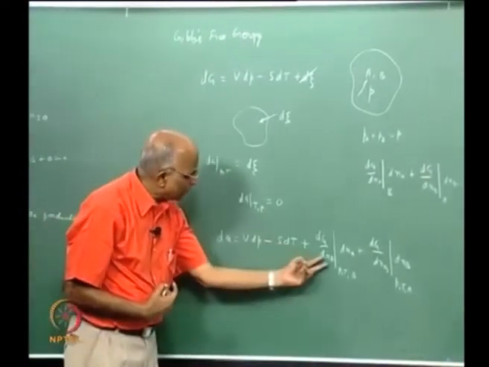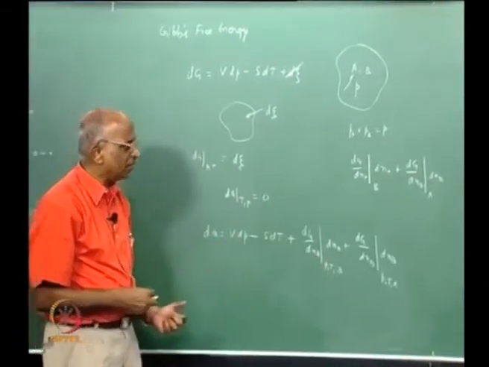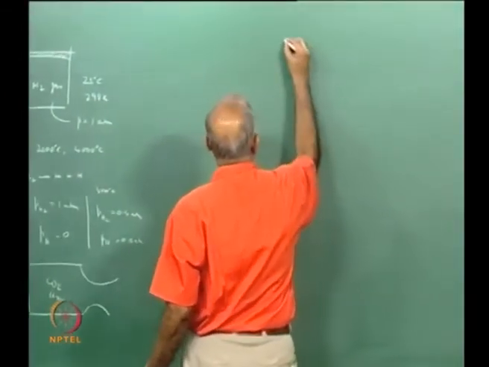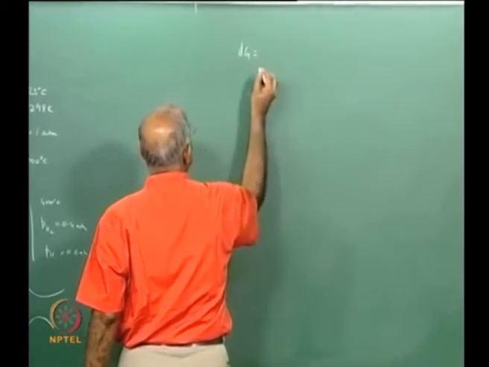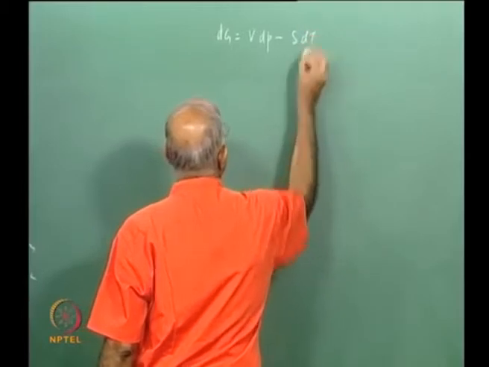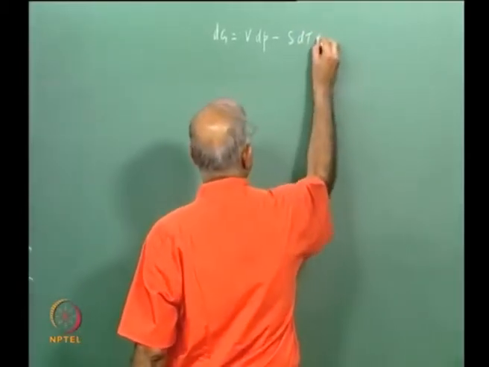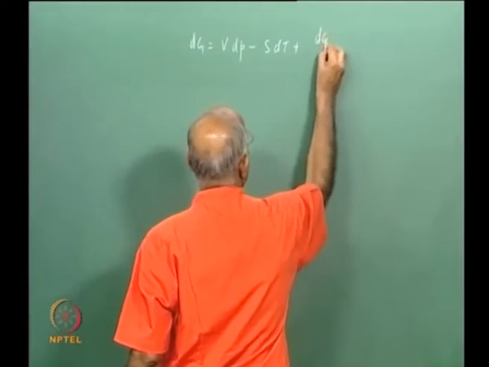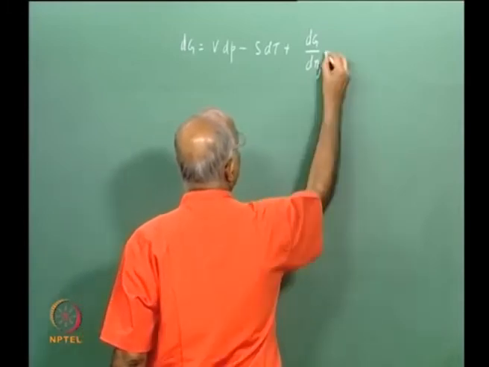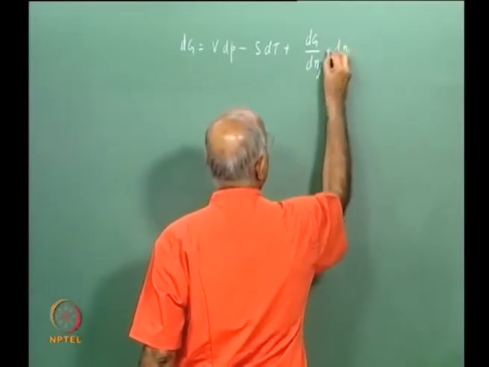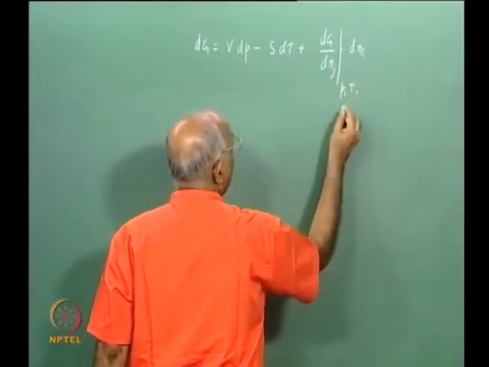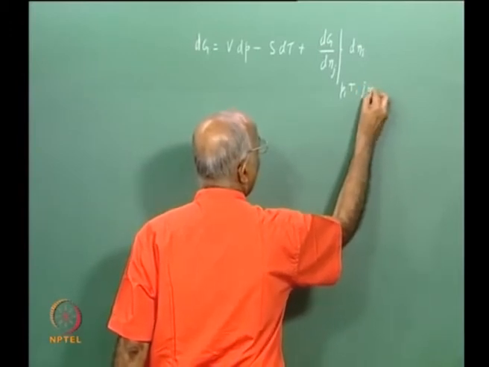Now I keep on adding. Supposing I say I have n components of the gas, then the equation becomes a little more clumsy, but mind you, it is still the same. You say dG is equal to VdP minus SdT plus, let us put it in a general form, dG by dNj into dNi. What are we going to maintain constant? We are going to keep P constant, T constant, and we are going to make sure that j is not equal to i.